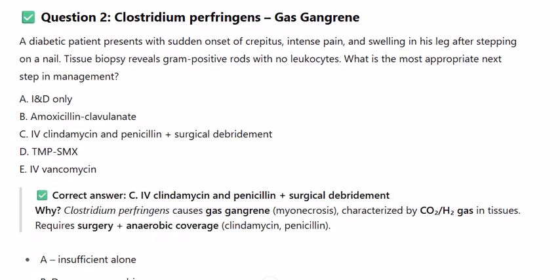Question 2. Clostridium perfringens, gas gangrene. A diabetic patient presents with sudden onset of crepitus, intense pain, and swelling in his leg after stepping on a nail. Tissue biopsy reveals gram-positive rods with no leukocytes. What is the most appropriate next step in management?